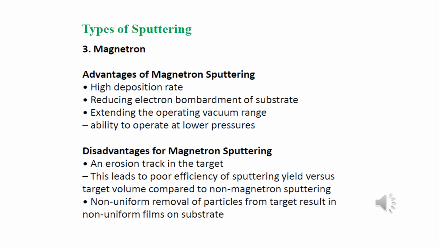And now we will discuss the disadvantages. An erosion track forms on the target. This leads to poor efficiency of sputtering yield versus target volume compared to non-magnetron sputtering. Non-uniform removal of particles from the target results in a non-uniform film on the substrate.